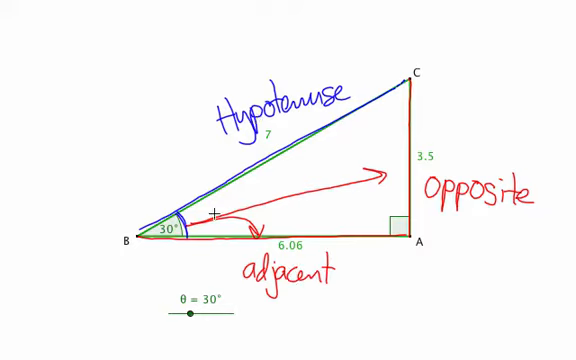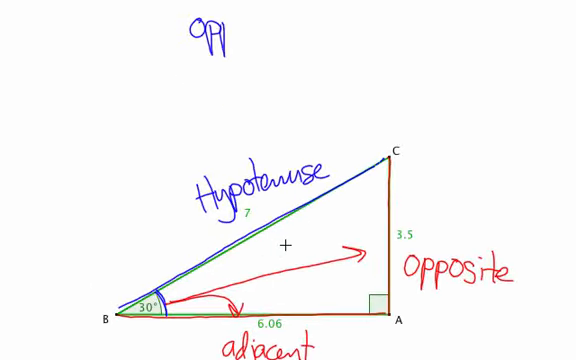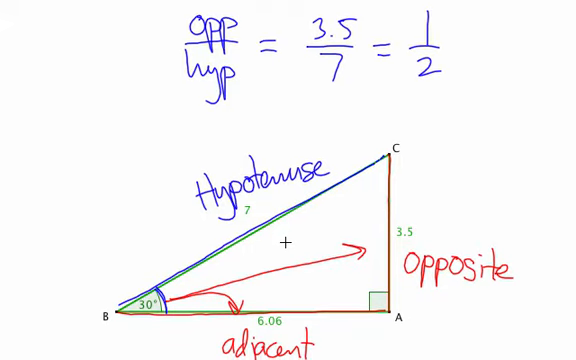I want you to look now at the length of the opposite side to this angle and the hypotenuse. At the moment it's 3.5 units, might be centimeters, might be meters, and the hypotenuse has a length of 7. If we write that as a fraction, we have opposite over hypotenuse equals 3.5 over 7, which equals a half. In other words, the opposite side is half as long as the hypotenuse.